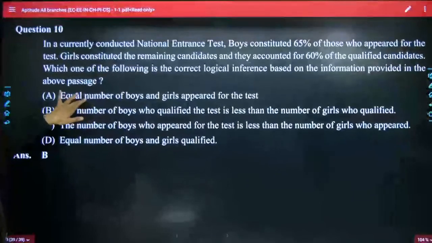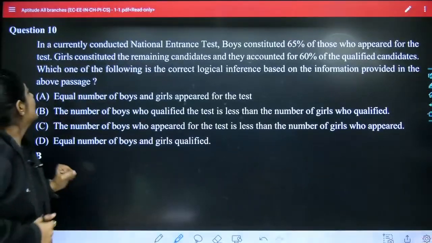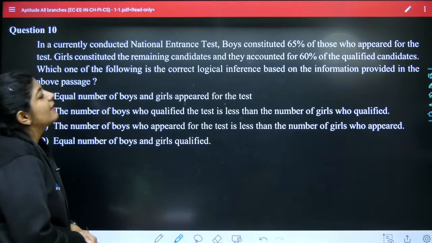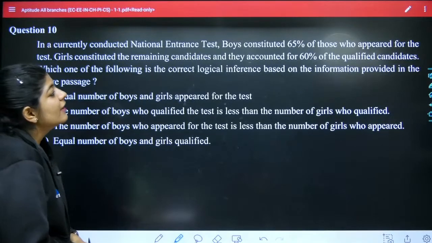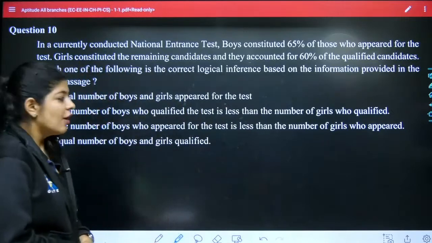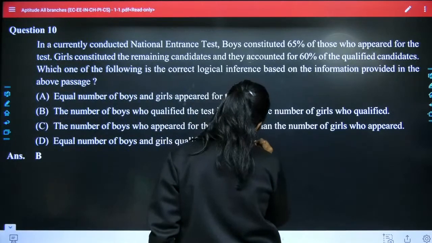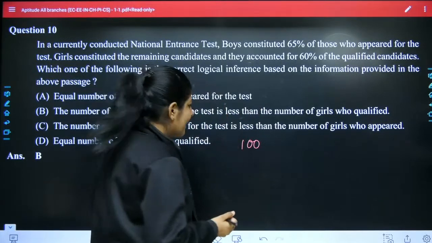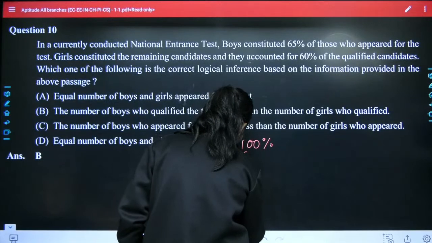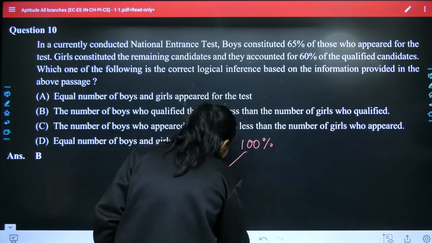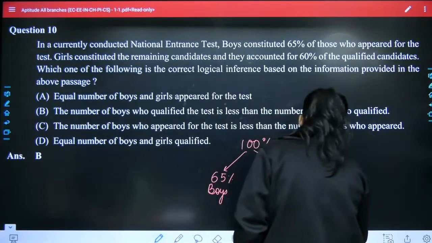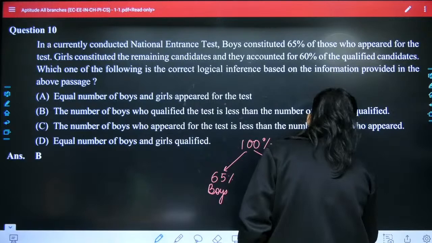Okay, here we have a question on percentage. It is given that in a recently conducted national entrance test, boys constituted 65% of those who appeared for the test. So we can say that there should be 100% students who appeared in the examination, and out of 100%, 65% are boys. The remaining should be girls. So we can say 35% girls.